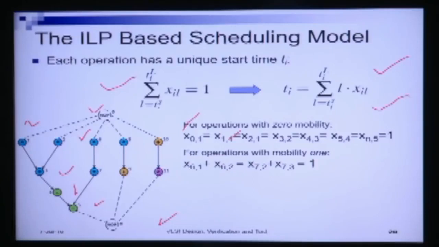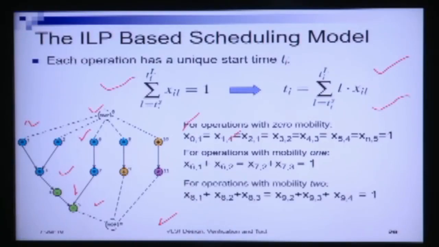x61 plus x62 equals 1. Similarly, x72 plus x73 equals 1. So, x72 plus x73 equals 1 tells me that the 7th operation can be scheduled either in time step 2 or in time step 3, but not both.